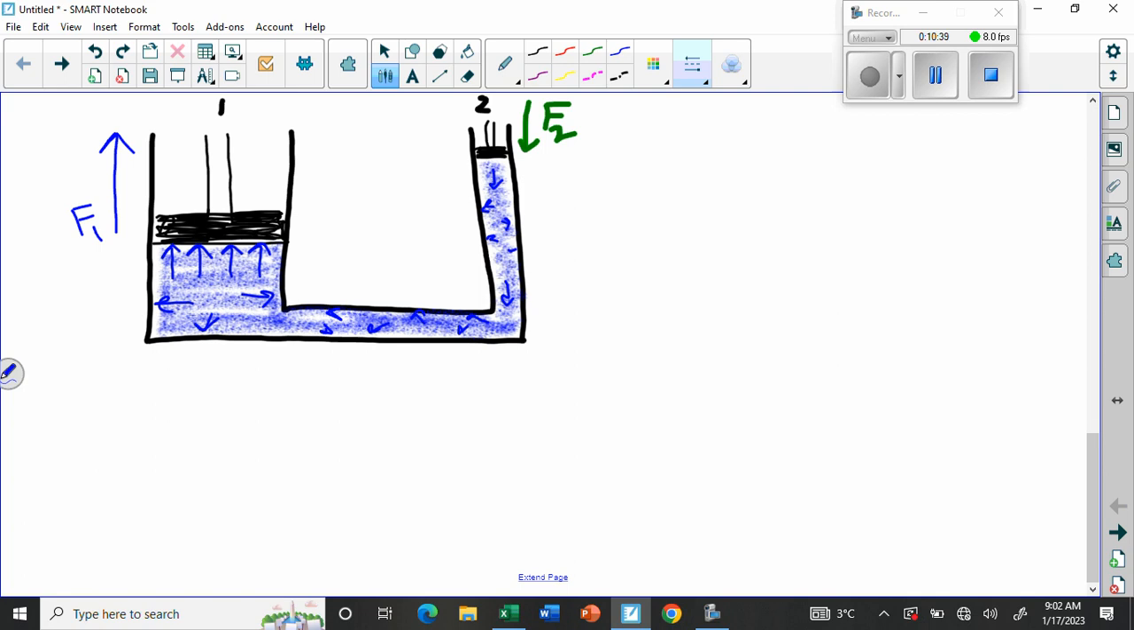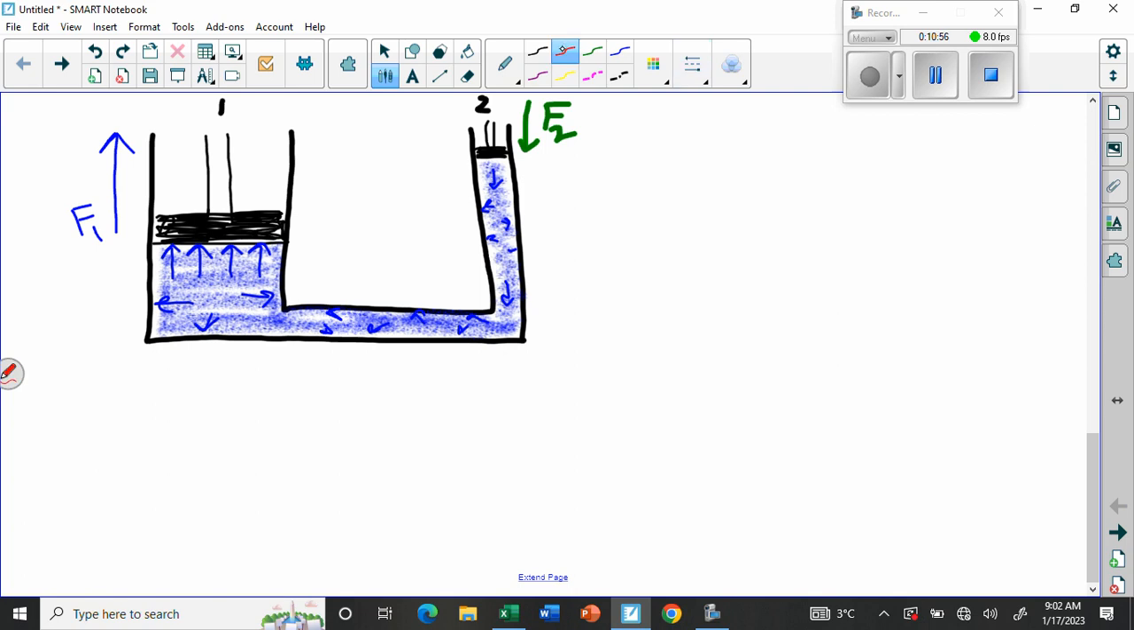But this is pretty much going to be a trade-off, 1 for 1. Whatever happens at 2 is going to immediately make something happen at 1, because the liquid can't be compressed, but it can be pressurized. Okay, so now let's look at the pressures.